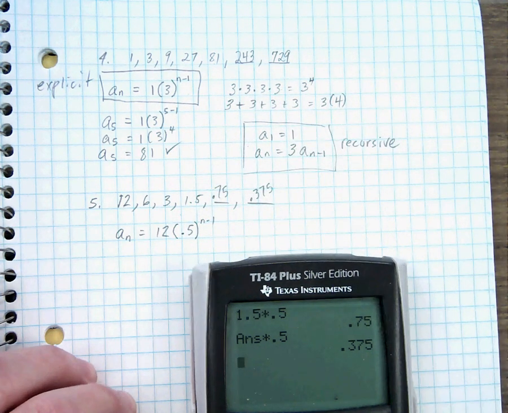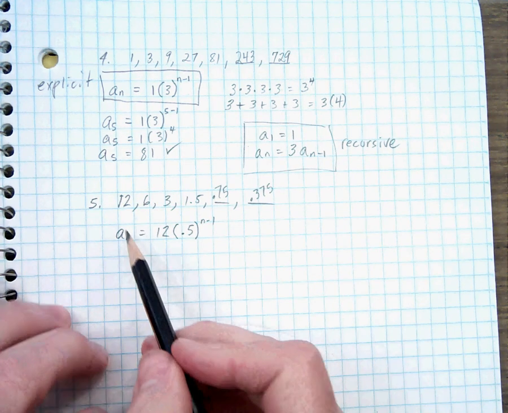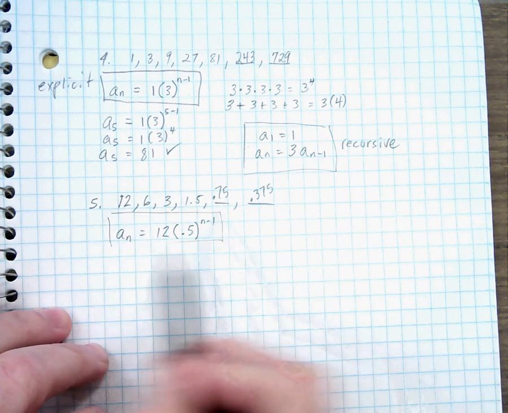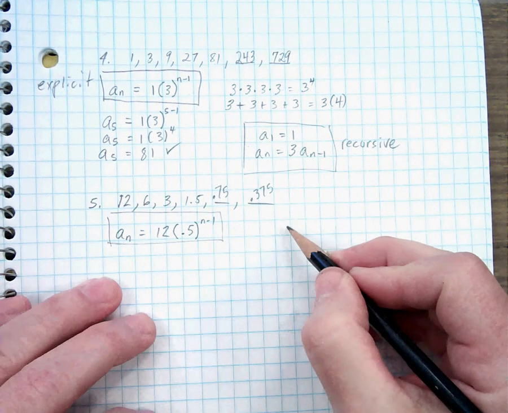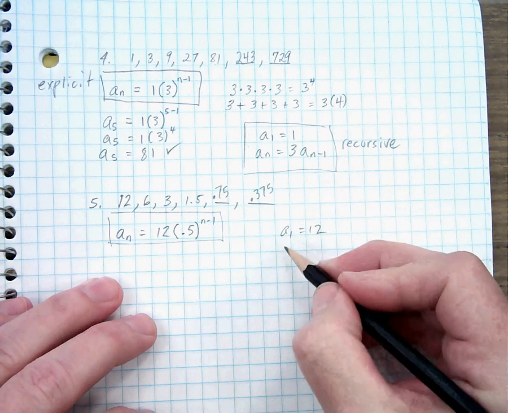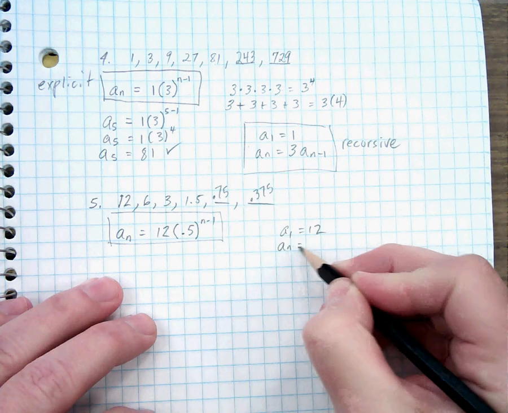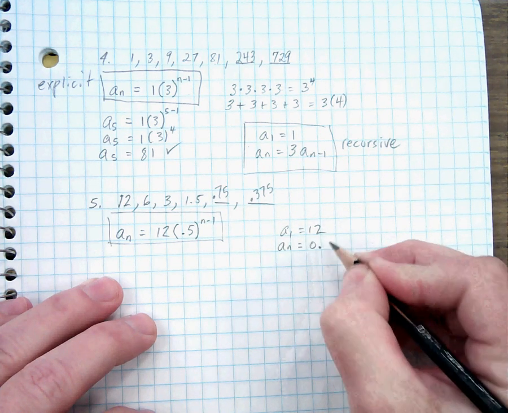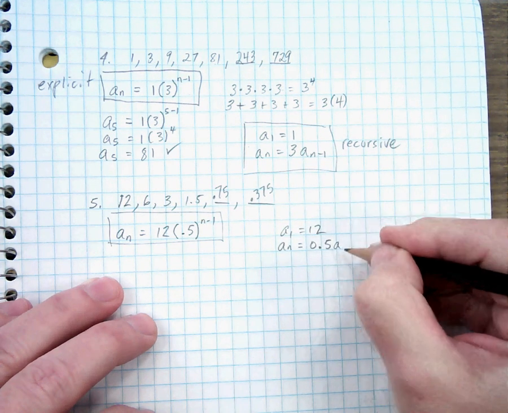All right. So now we have the explicit rule. And over here I'll do the recursive rule. So A1 is 12, and A sub n equals 0.5 times A sub n minus 1.